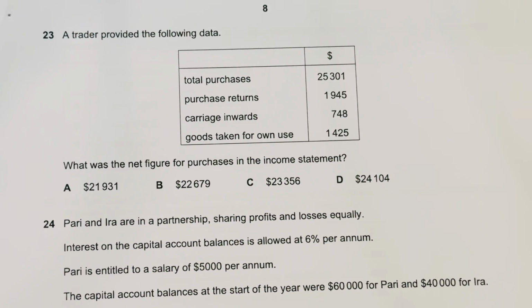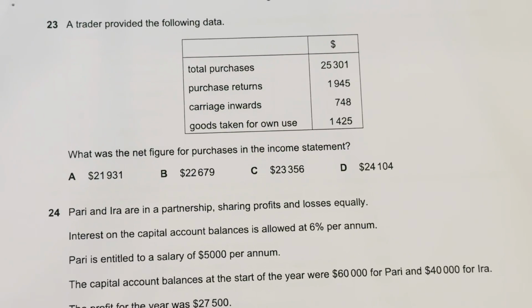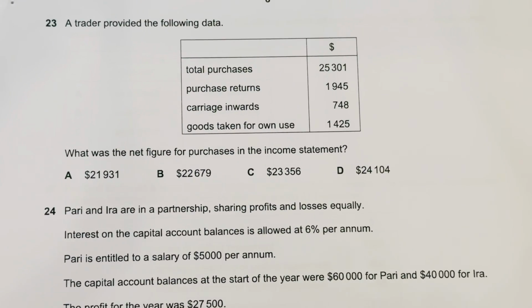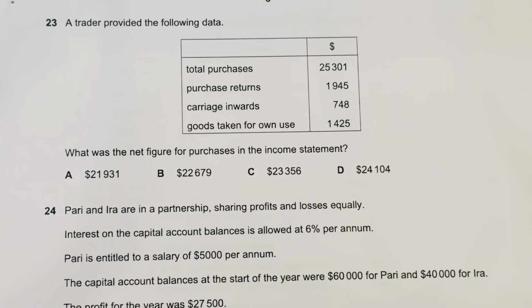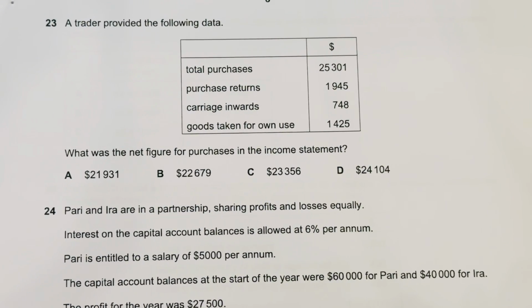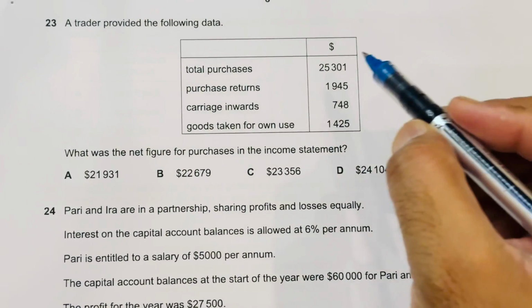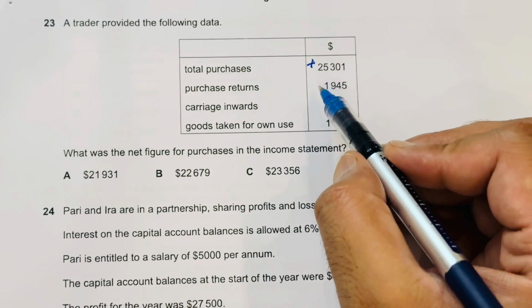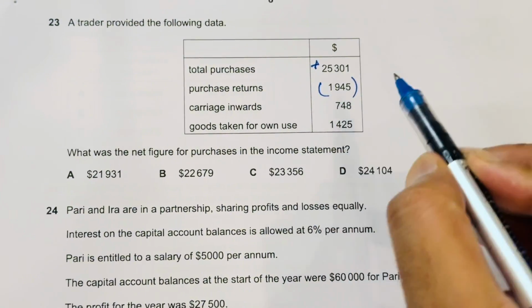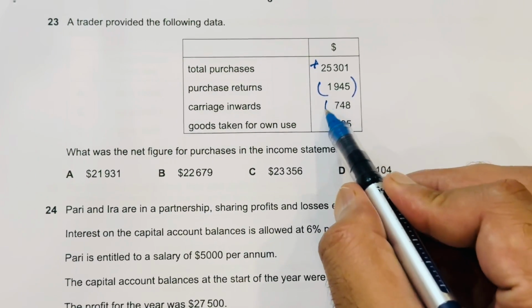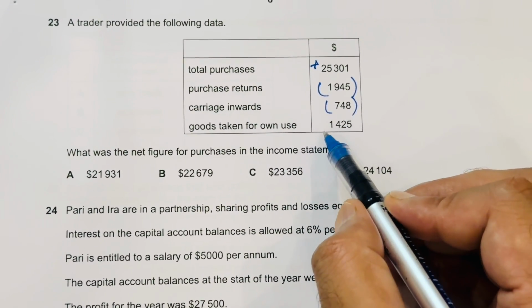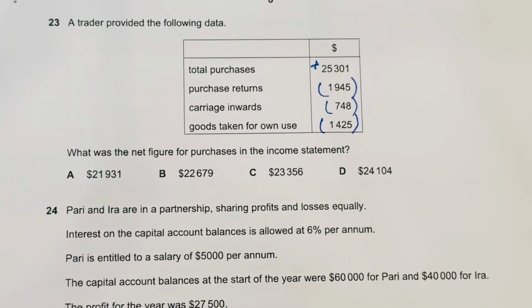Now we will move to question number 23. Question number 23 is again the calculation part. A trader provided the following trade data. Total purchases is 25,301. Purchase return and carriage inward and goods taken for own use. What was the net figure for the purchase in the income statement? So first we need to add this value, and purchase return should be subtracted. Okay, and carriage inward should also be subtracted. The cost of goods taken for own use, drawing, should also be subtracted. What was the net figure?